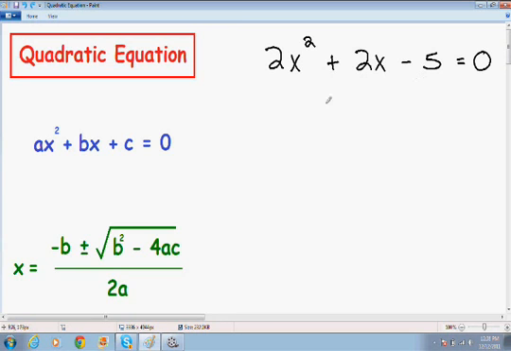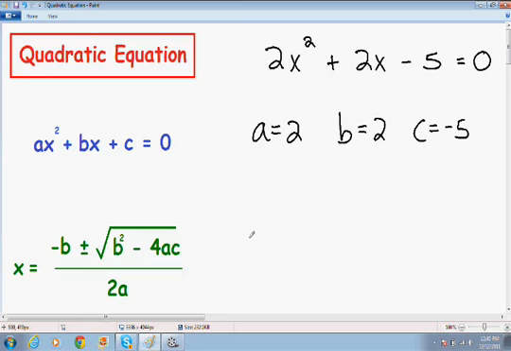So for this particular example, our A is the number 2, which is in front of the x squared term. Our B is also equal to 2 because the 2 is in front of the x term. And our C, which is the number with no x term, is -5.